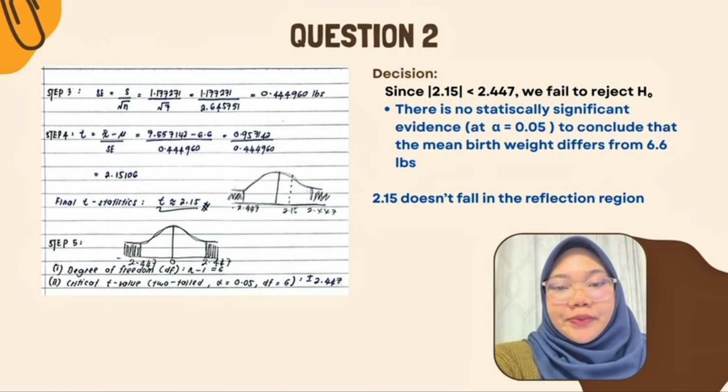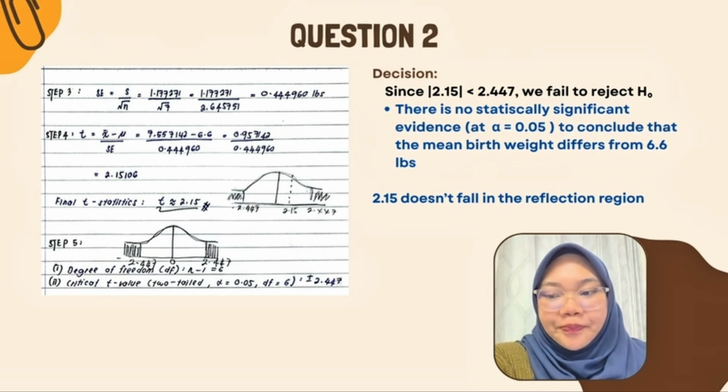Now we continue with step 3 of the calculation for question D. The standard error equals the sample standard deviation divided by the square root of n. That is 1.177271 divided by the square root of 7. We get 1.177271 divided by 2.6457, and the answer is 0.444960 lbs.